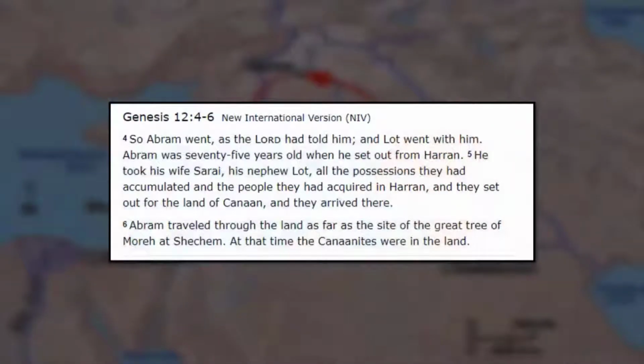In Genesis 12:4-6, it says, So Abram went as the Lord told him, and Lot went with him. Abram was 75 years old when he set out from Haran. He took his wife Sarai, his nephew Lot, all the possessions they had accumulated, and the people they had acquired in Haran. And they set out for the land of Canaan, and they arrived there. Abram traveled through the land as far as the site of the great tree of Moreh at Shechem. At that time, the Canaanites were in the land.